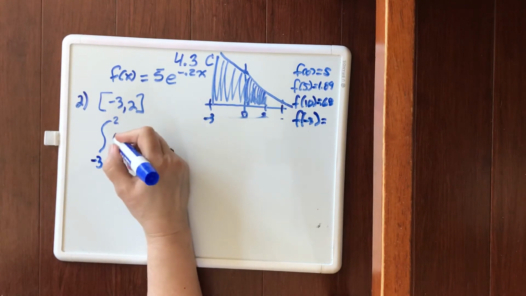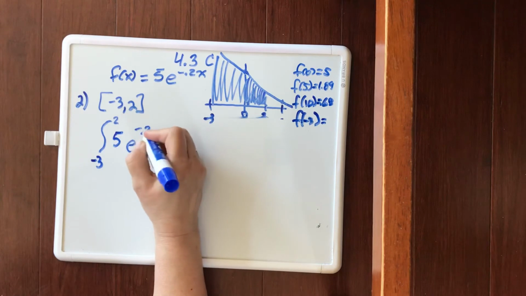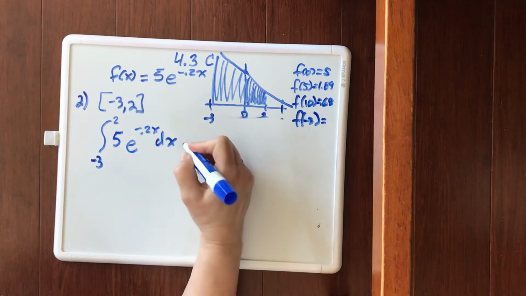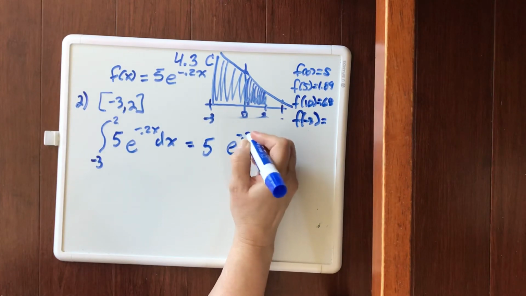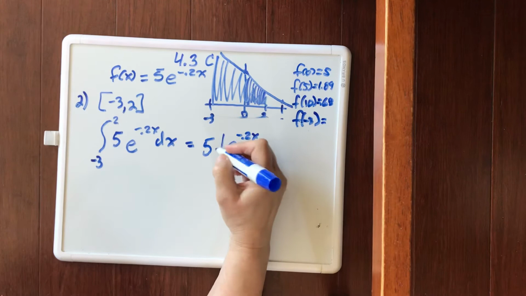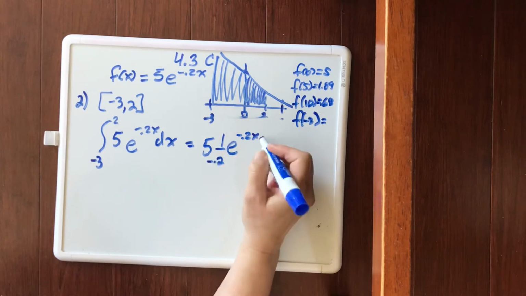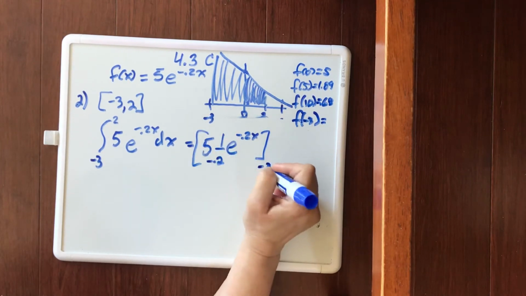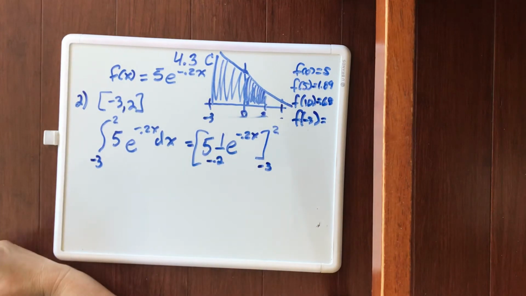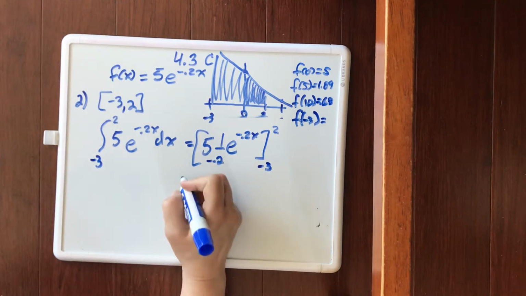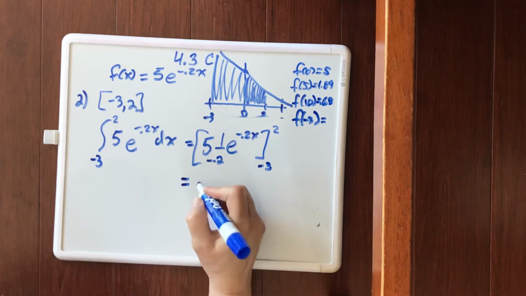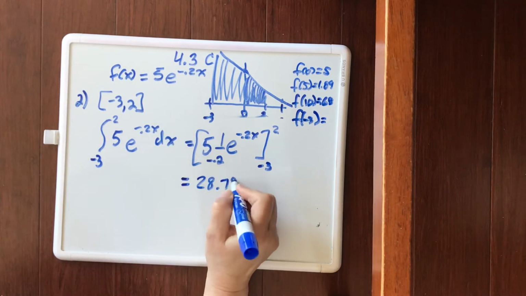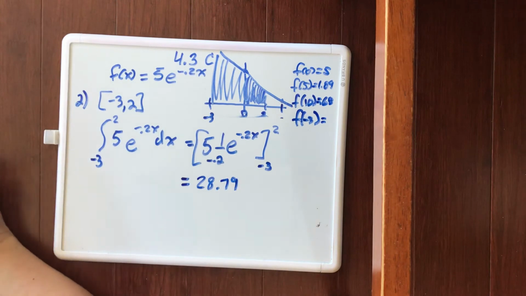Okay, so we're integrating 5 e to the negative 0.2x dx. Again, we integrate this, we get 5 e to the negative 0.2x, and then we divide by negative 0.2, and we're going from negative 3 to 2. All right, so we do the same question, and you can figure it out on your own. Just wanted to show you that they'll ask you different intervals, and the answer comes out to be 28.79.